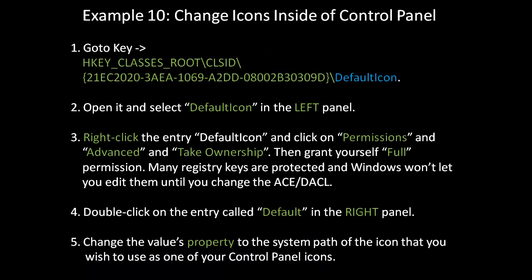In example 10, we're going to use the Windows Registry to change some of the default icons inside of Control Panel. So we're going to go to the key HKEY_CLASSES_ROOT\CLSID, and we're going to look for some hexadecimal values there, specifically for keys entitled DefaultIcon. Remember that HKEY_CLASSES_ROOT holds default type associations and also the default icons for a lot of things in Windows. We're going to open it and select DefaultIcon in the left panel.